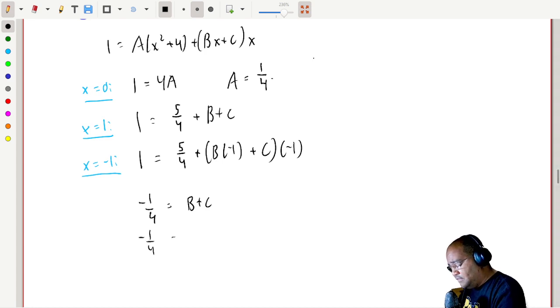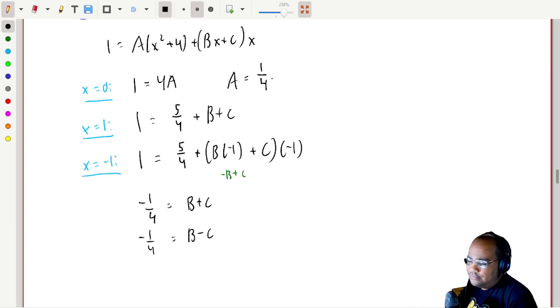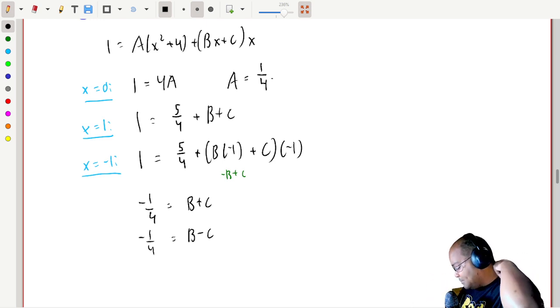And for the second equation, I have negative 1 over 4 equals, well, let's take a look here. I have negative b plus c in there, and I can multiply the negative 1 through. Take a look at what I get here. When I multiply the negative 1 through, I get b minus c. And this is actually a very easy system of equations. I can use substitution, but of course, elimination is probably the way to go here.